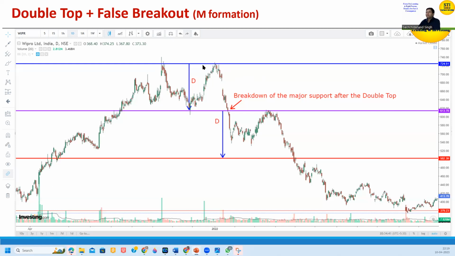From there the price kept falling, and it even broke the previous support as well. If you look from there, it just kept on falling. It again tried going up, but this particular support has now become a resistance.